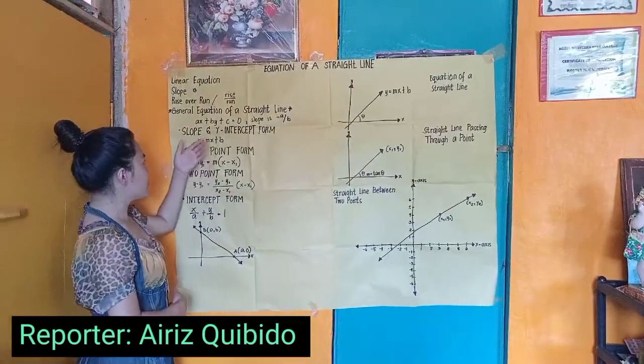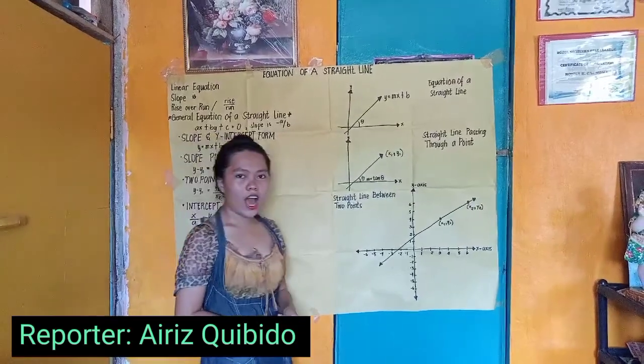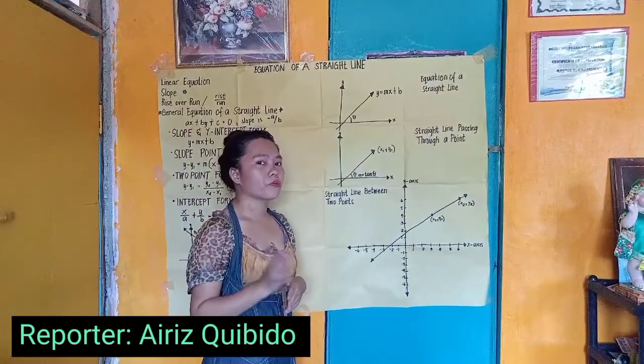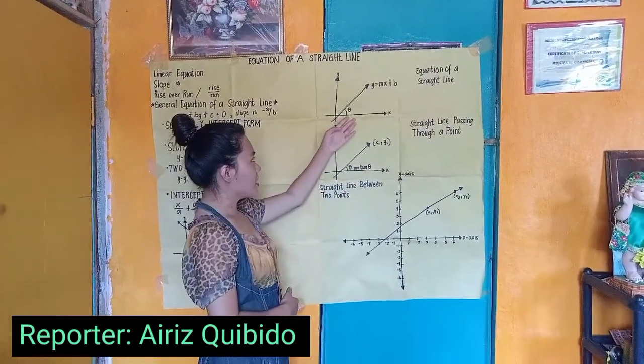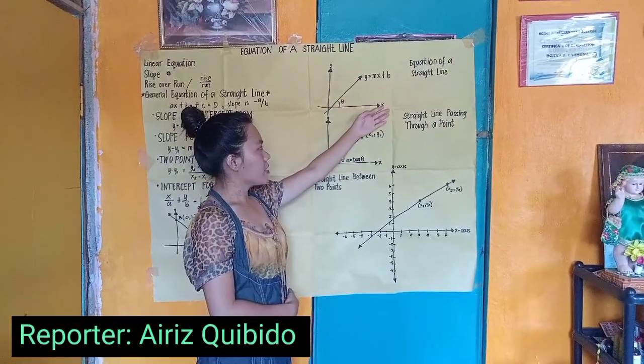Let's proceed to the slope and y-intercept form. The straight line having a slope m is equal to tan theta, where theta is the angle formed by the line with the positive x-axis.